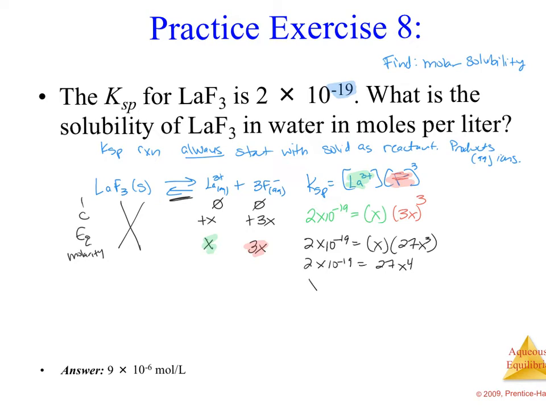Now using our rules of algebra, I can solve for x. x is going to be 2 times 10 to the negative 19th divided by 27, and then to the 1/4 exponent. So on your calculator, this is going to be important to know how to do. I'm going to type in 2E negative 19 divided by 27, then exponent, caret, parentheses 1/4, close parentheses, enter. And I got 9.28 times 10 to the negative 6th. And this would be units of molarity, moles per liter.